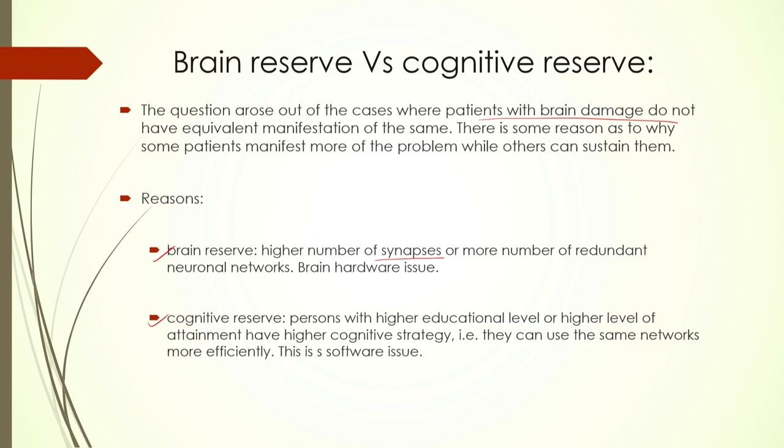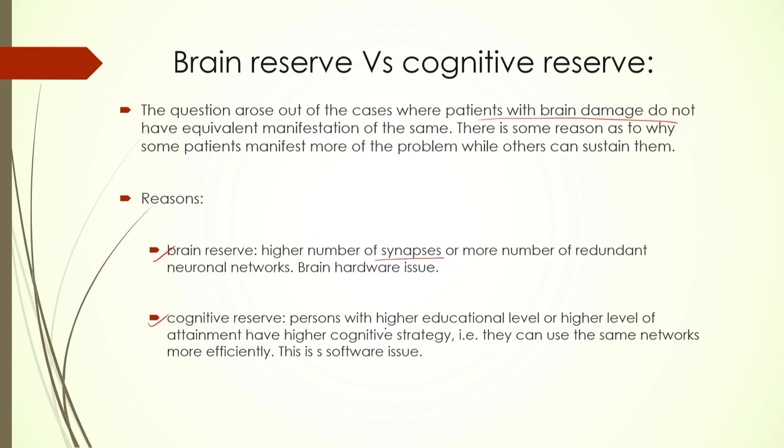So some people might have a higher number of synapses, a higher number of networks, which comes to their rescue when the need be. So that is basically a hardware issue, which is called brain reserve. On the other hand, there is this theory called cognitive reserve. Cognitive reserve talks about the software issue, as in how the same networks can be trained to do difficult, challenging tasks.